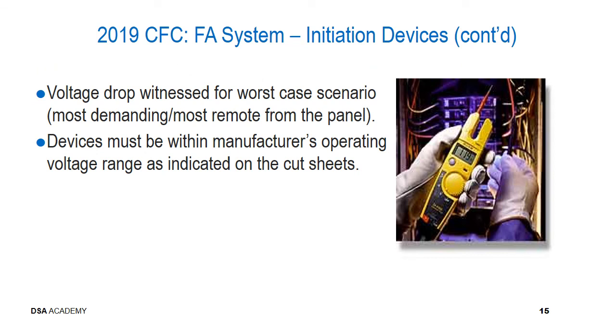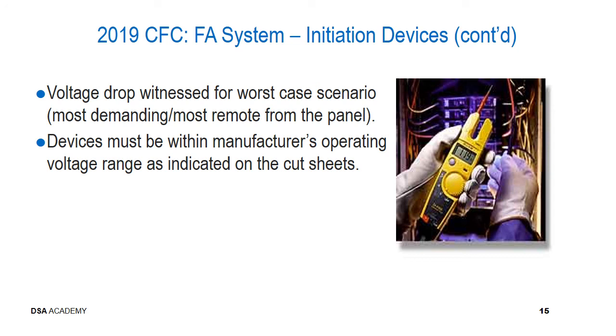The voltage drop test is critical in ensuring that each device receives the proper voltage necessary to operate. Voltage drop is impacted by the length of the wire run and the size of the conductor. For this reason, the PI must witness the voltage drop test generally used by the contractor for the worst case scenario, which would be the most demanding or most remote from the panel.